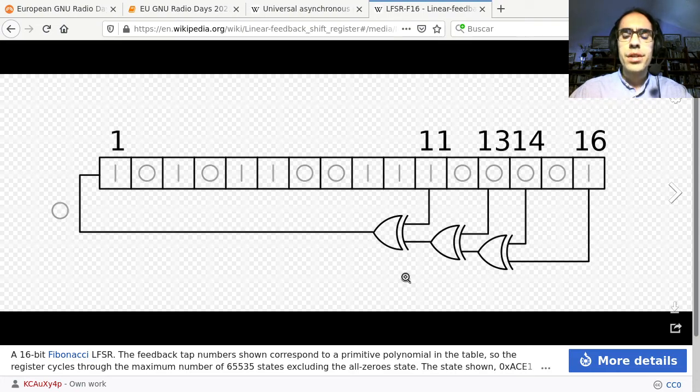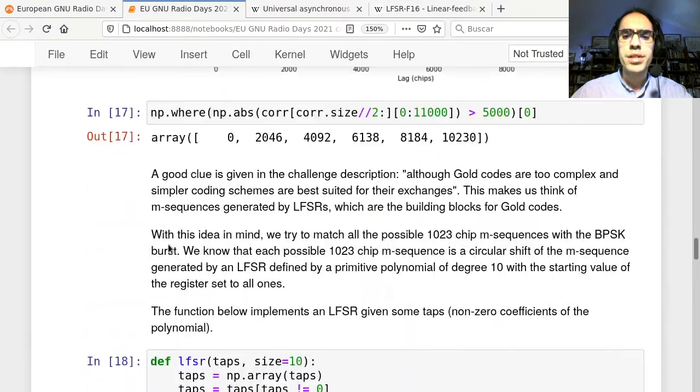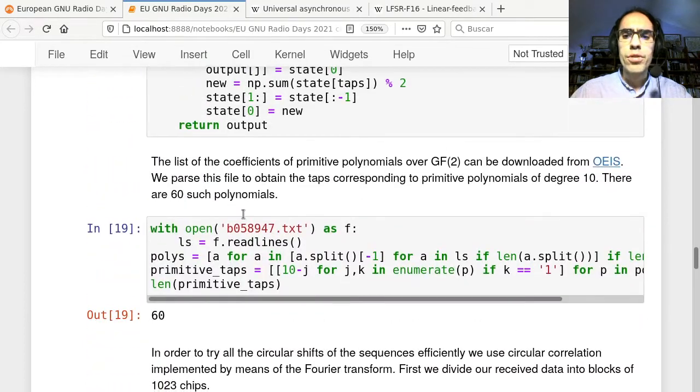Now we need something about mathematics. So there's a way to encode these positions as a polynomial, and all the different LFSRs that you can build to generate a 1023 symbol sequence are given by something called primitive polynomials. I won't explain what primitive polynomials are, but the good thing is that there is a list of primitive polynomials on the internet, for example, in this online encyclopedia of integer sequences. And the list is not so long. So for degree 10, we only have 60 polynomials.